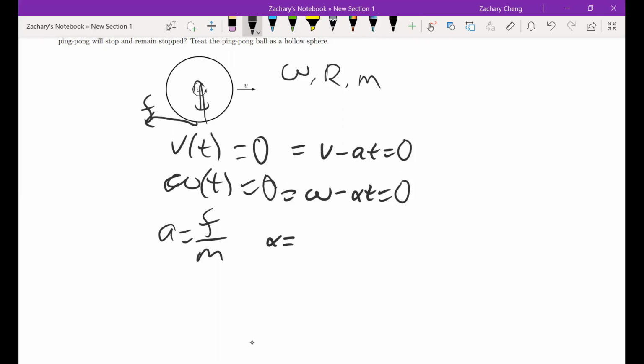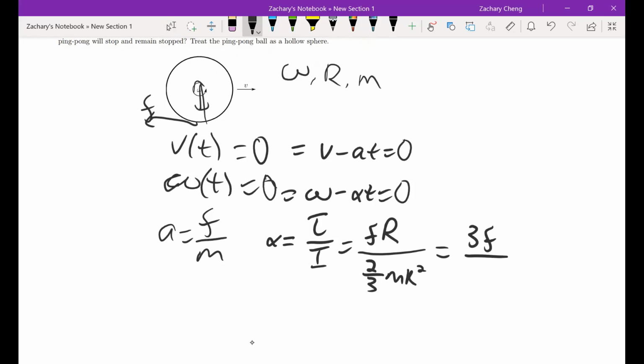Alpha is just equal to the torque over the moment of inertia I. Torque is, of course, equal to F times R, and the moment of inertia of a hollow sphere is 2/3 mr squared. So this is equal to 3F over 2mr. Okay, so now it's pretty easy to solve these two equations.